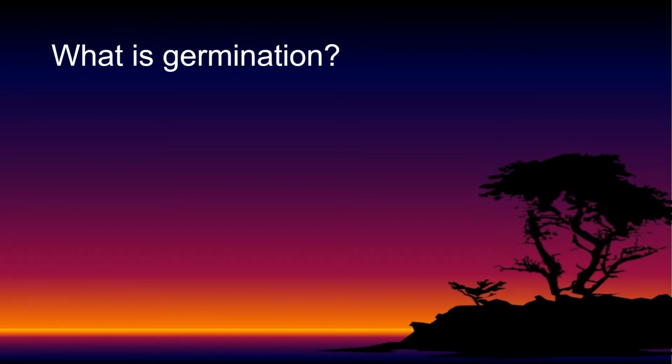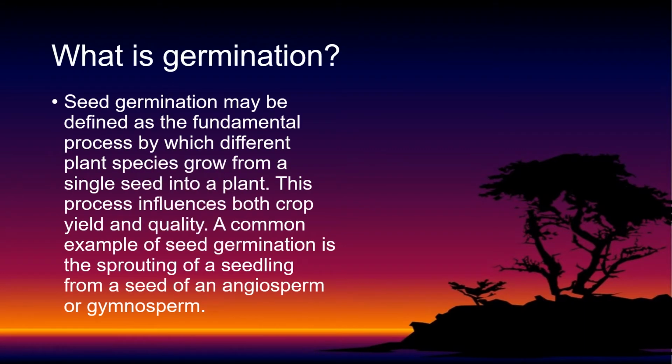What is germination? Seed germination may be defined as a fundamental process by which different plant species grow from a single seed into a plant. This process influences both crop yield and quality. A common example of seed germination is the sprouting of a seedling from a common seed of an angiosperm or a gymnosperm. So here we can see the seed germination.